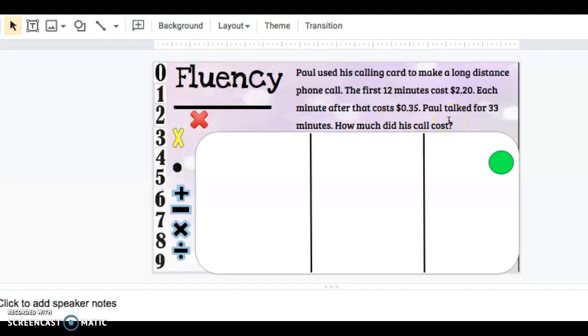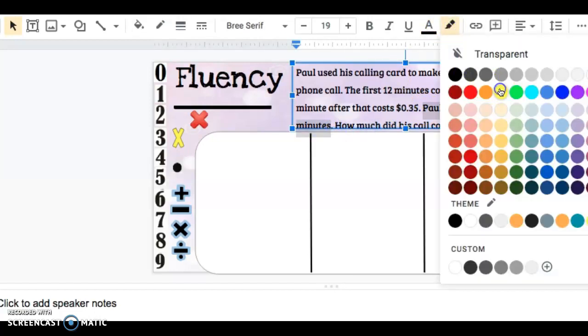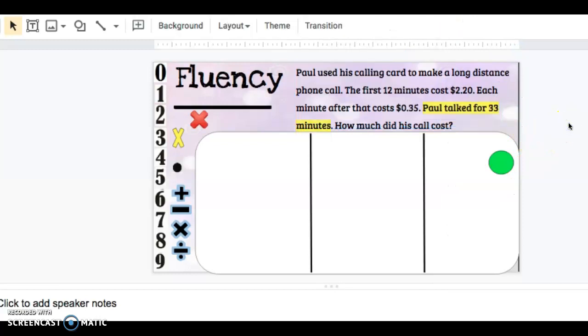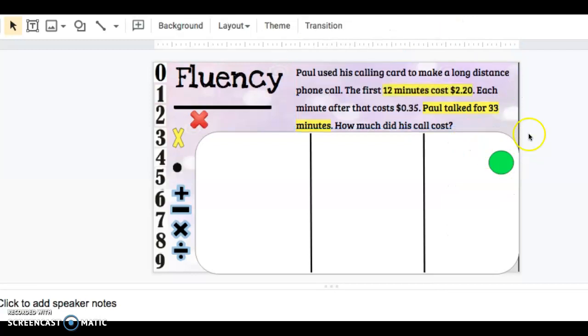Okay, so our first thing is we have to figure out how long Paul was talking on this phone first to figure out how much he spent. So it says here, Paul talked for 33 minutes. That's how long he was on the phone for, okay? But they're already telling you a portion of the time and how much it cost. They're telling you that 12 of those 33 minutes cost $2.20. So he really did not talk for the 33 minutes for 35 cents each minute.